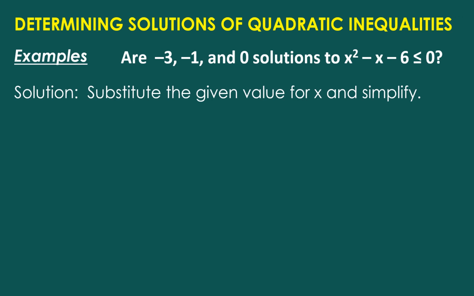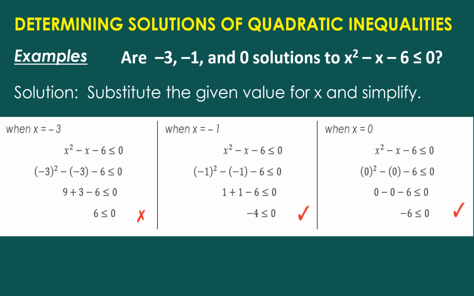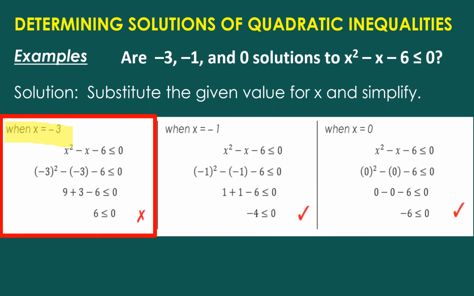To determine if these three are solutions, we need to substitute the given value for x and simplify. For example, when x is negative 3, we need to substitute negative 3 for all values of x. That means I will have negative 3 raised to 2 minus negative 3 minus 6 is less than or equal to 0. 9 plus 3 minus 6 is less than or equal to 0. 6 is less than or equal to 0, which is a false statement.